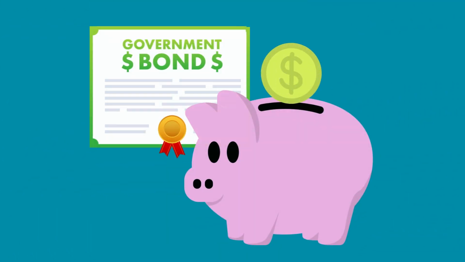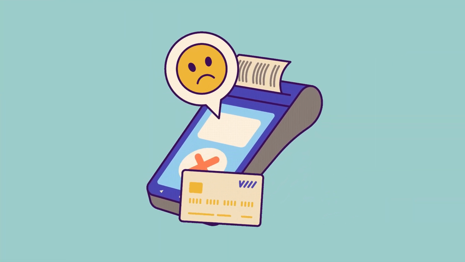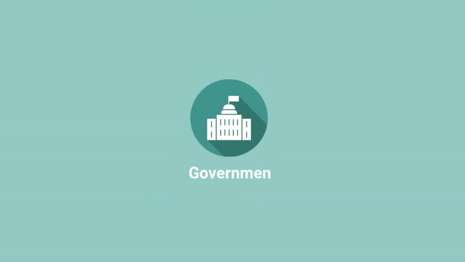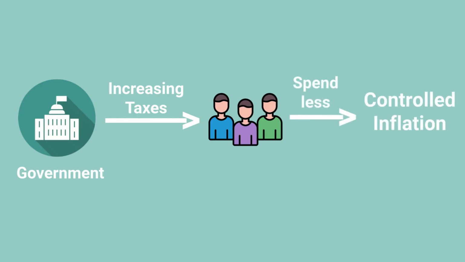Now, as people have invested their money in bonds, they have less cash in hand to spend, which in turn results in controlled inflation. Although RBI is primarily responsible for controlling inflation, the government also uses fiscal policies like increasing taxes, leading consumers to spend less and thereby controlling inflation.